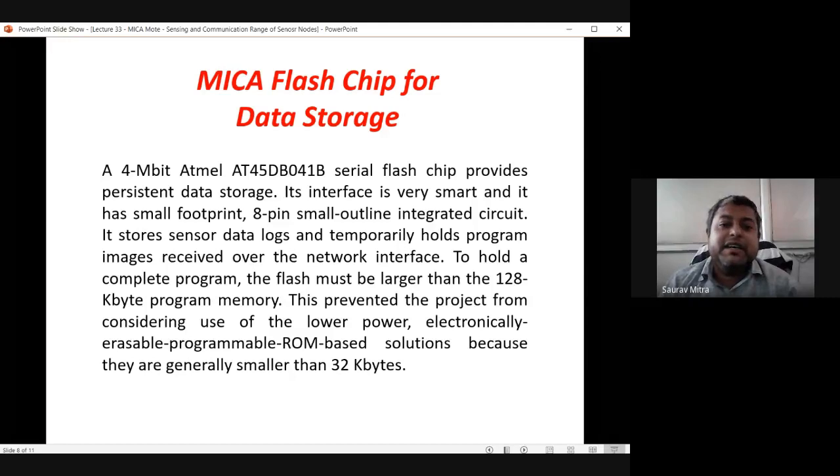It stores sensor data, logs, and temporarily holds program images received over the network interface. So to hold a complete program, the flash must be larger than the 128 kilobyte program memory. This prevented the project from considering the use of the lower power electrically erasable programmable ROM, called EEPROM, solutions, because they are generally smaller than 32 kilobytes. So these are some of the specifications. What you have to mainly remember is the 4 megabit Atmel 8045DB041B. This is the serial flash chip which provides persistent data storage inside the MICA Mote.